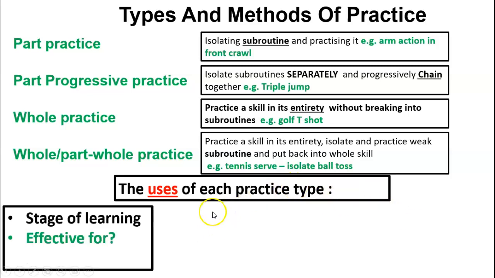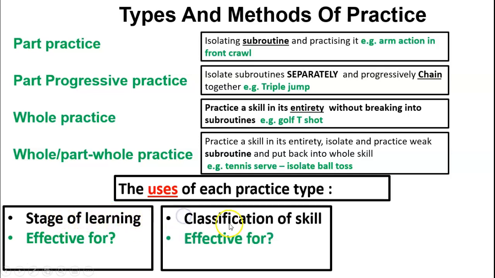So if you're talking about a practice type and when it is most effective, you need to think about the stage of learning that it's most effective for. We'll have a look at that on the next slide. Second thing you need to think about is the classification of skill. Okay, so if you're thinking about a certain practice type, what classification of skill would be most effective for that practice type? That is something we'll look at in the next one.